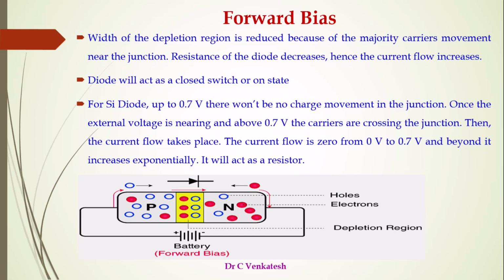The diode will act as a closed switch or on state. In forward bias condition, the resistance of the diode is very less or minimum. The current flow takes place. The diode acts as a closed switch and the diode is called on state.